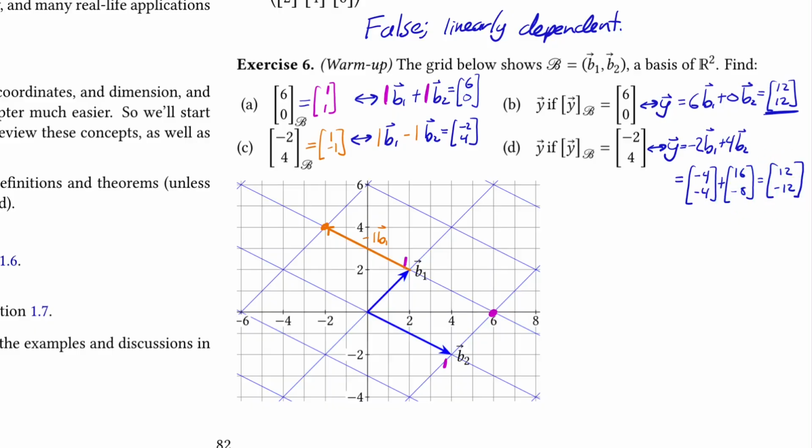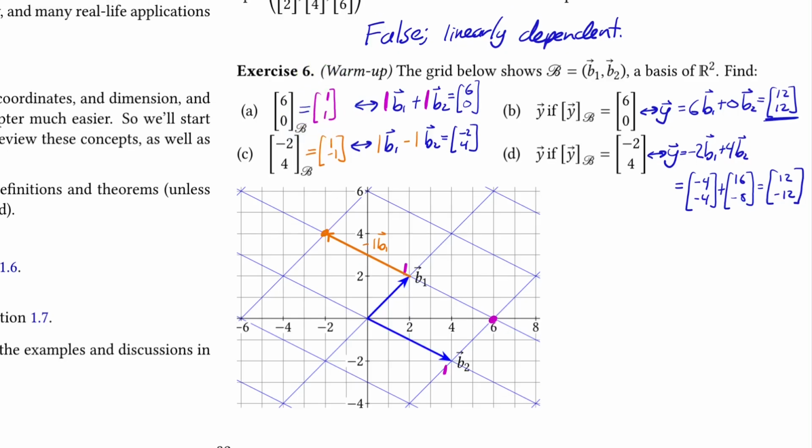Anyways, part A, what we're trying to find is the B coordinates of 6, 0. And those are, what do you need to scale these basis vectors by so that that linear combination gives you the point 6, 0. And that is 1 b1 and 1 b2. So the B coordinates of 6, 0 is the vector 1, 1.